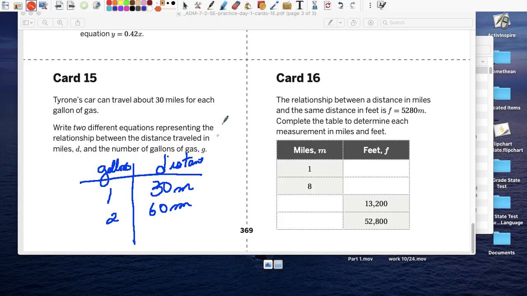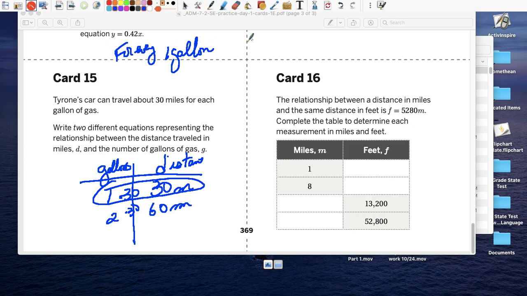What's our constant proportionality? Right there, 30. That's our unit rate, right? And where's my unit rate? Right here. So 1 gallon for every gallon. I already wrote it here, but I'm writing it again. For every 1 gallon, I travel 30 miles. And what is it that we want? We want two equations. Okay, remember our constant proportionality and the reciprocal.